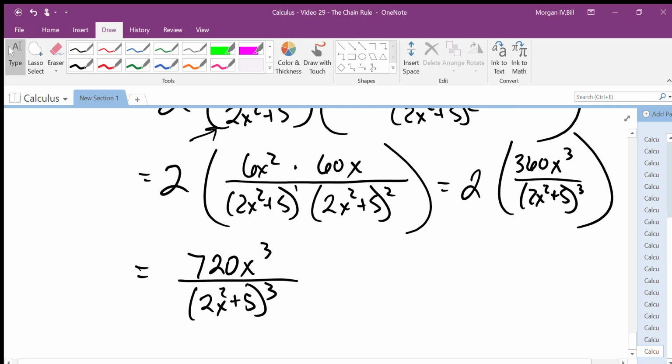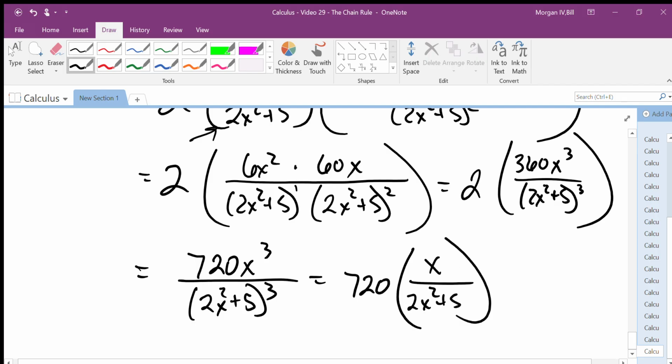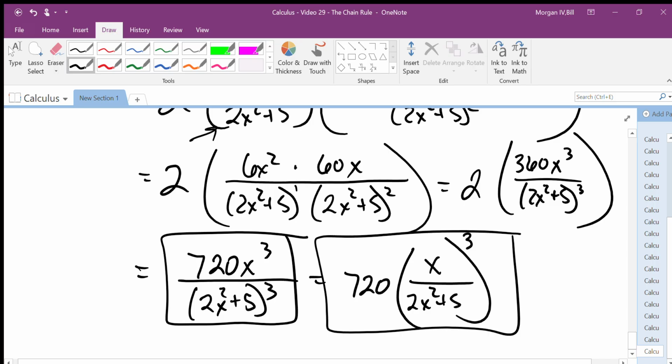Or if you do want the 720 out front, you can write it like this: 720 times x over 2x squared plus 5. And since both of those exponents, the x is being cubed and the 2x squared plus 5 is being cubed, you can put that as one fraction and then cube the whole thing. I don't care. That one's fine. Those are all good answers. All right, last one.